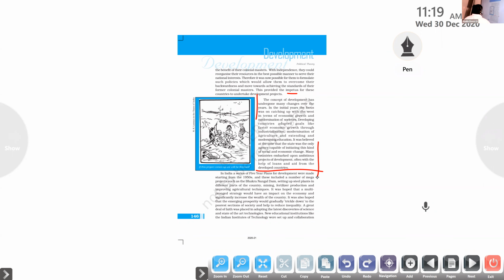In India, a series of 5-year plans for development were made starting from the 1950s. Okay, here comes the word, the 5-year plan, 1950s. And these included a number of mega projects. Mega projects, very huge projects are there.